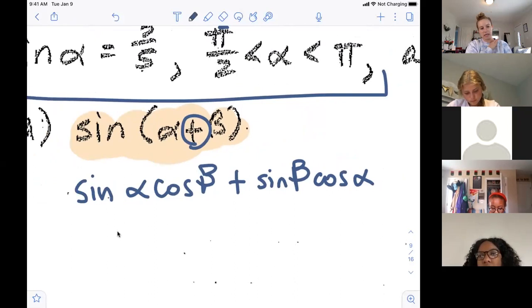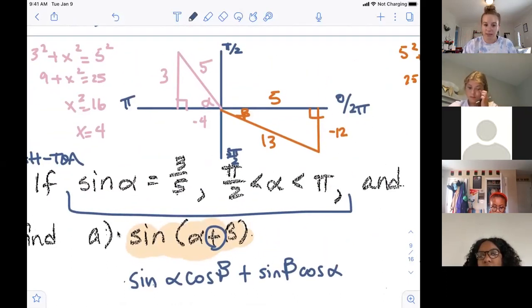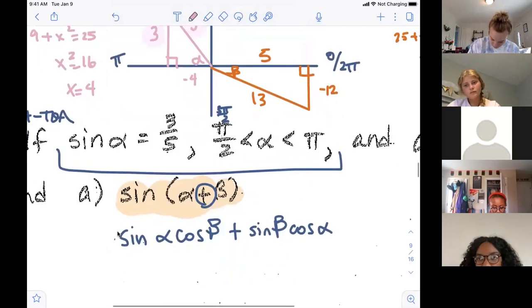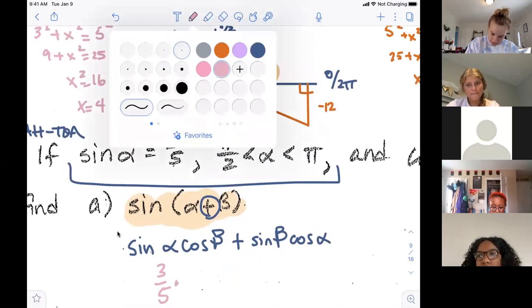All right, you might be like, all right, this is all fun and games, Miss White, but now what? Well, now we just use what we found a minute ago. We have this beautiful picture up here. We can easily find sine of alpha, cosine of alpha, sine of beta, cosine of beta. The first one, sine of alpha, is opposite over hypotenuse, so I'm going to write 3 over 5 for my sine of alpha. Cosine of beta, I have to look at my beta. Cosine is adjacent over hypotenuse, so 5 over 13. I'm going to keep consistent with my colors.